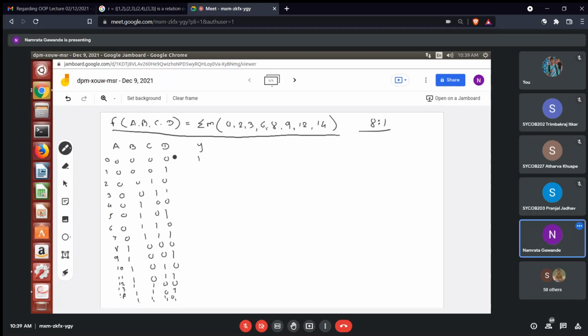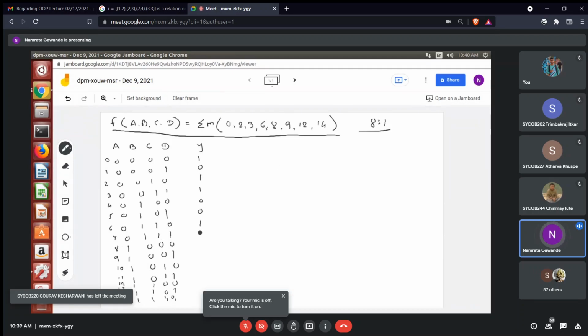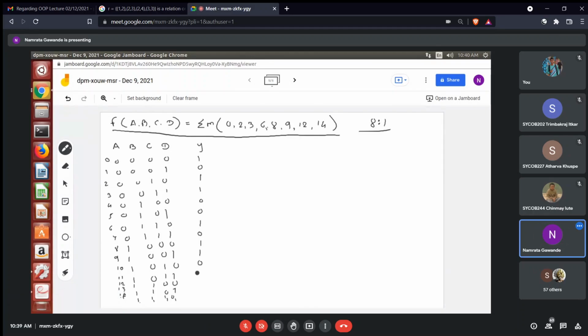So 0, this min term is present; 1 is not present, so 0; 2 is present, so 1; 3 is also present, 1; then 4 and 5 are not present, so output is 0; 6 is present, so output is 1; 7 is not present, output is 0; 8 is present, output is 1; 9 is also present; 10 is not present, 11 is also not present; 12 is present; then 13 is not present, 14 is present; and 15 is not present.